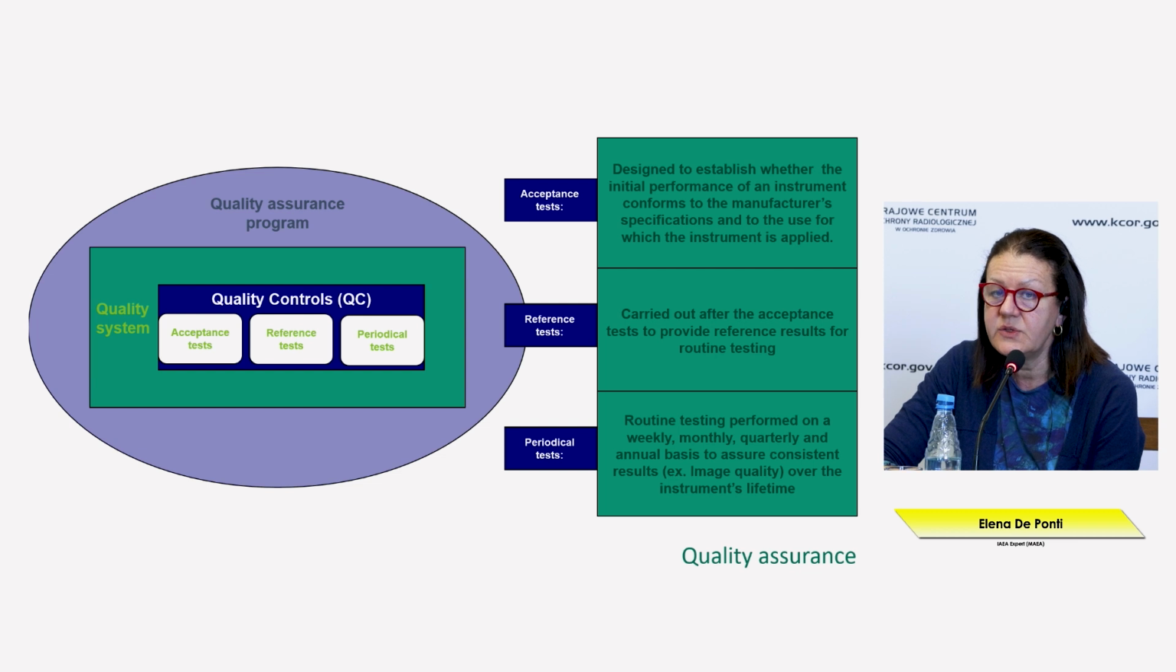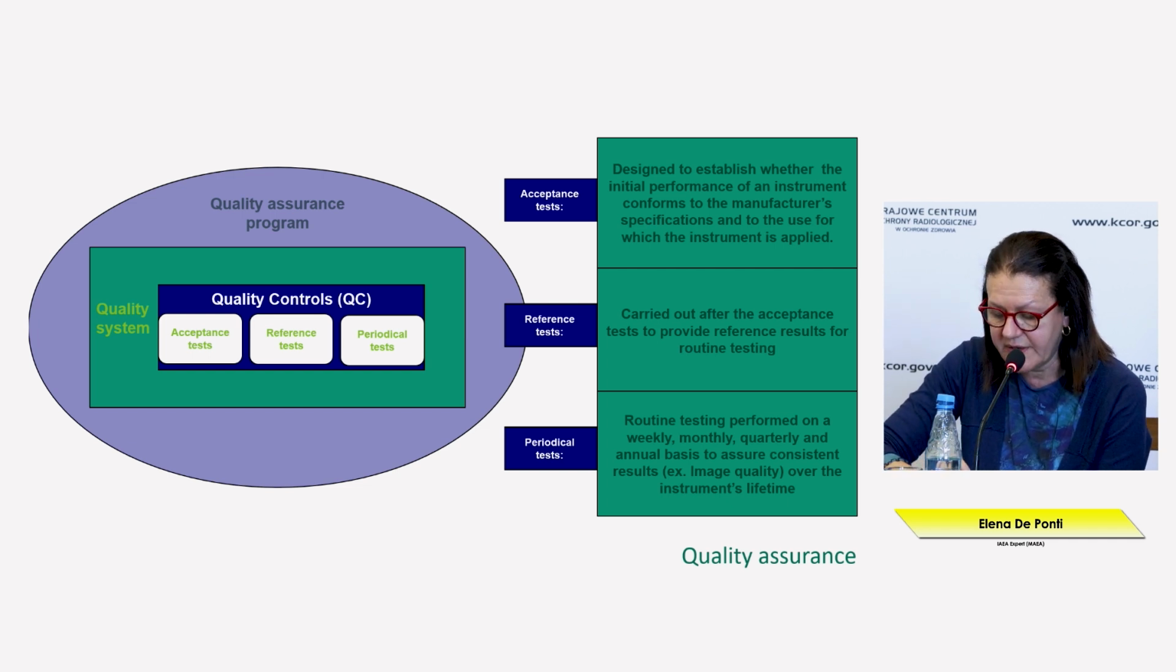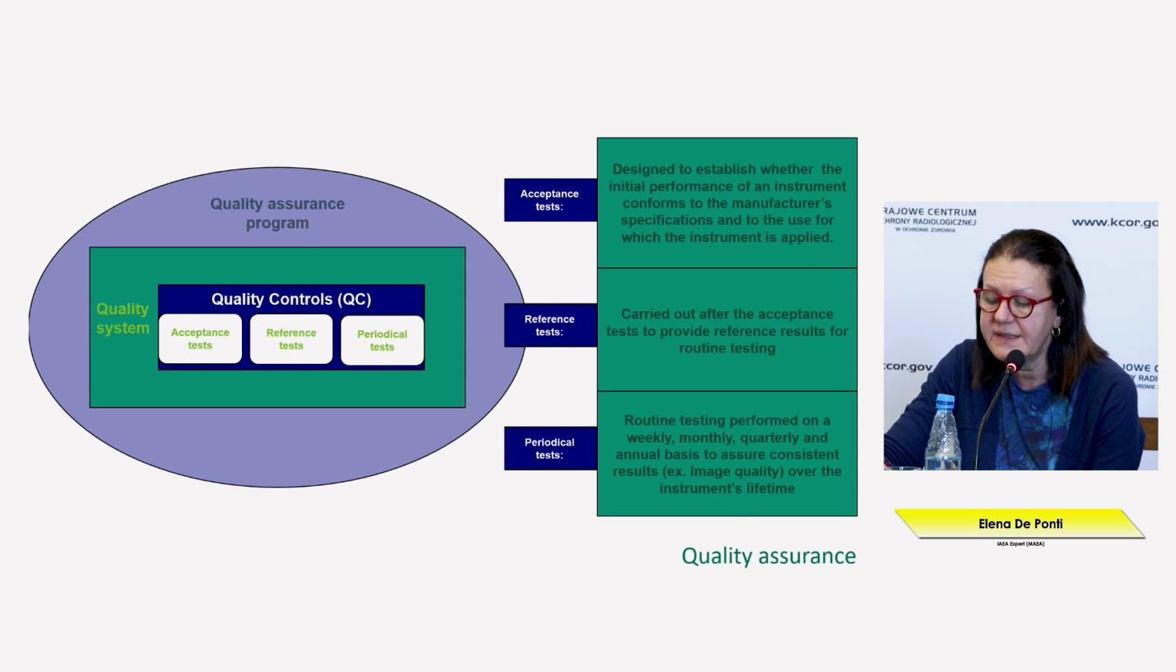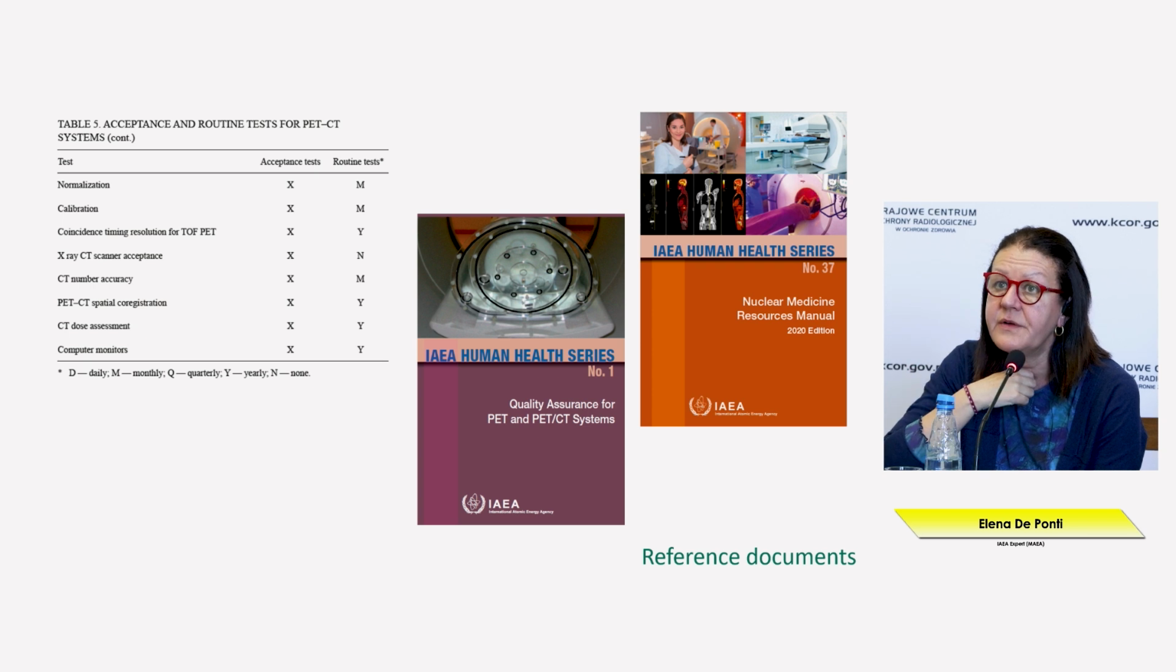And after the acceptance test, we can make the reference test. That means that we establish a set of quality controls, very short or easier to perform compared to the NEMA test, to be able to perform these tests also periodically. So in the reference test, we perform these tests for the first time. We get results that will be our reference for the periodical tests that could be done with different frequencies.